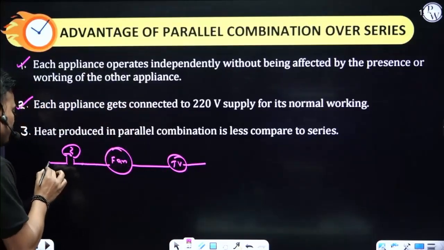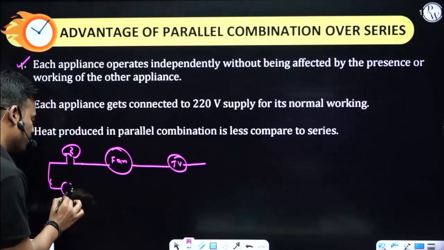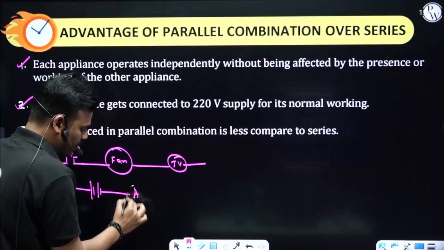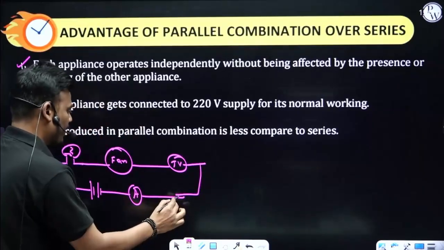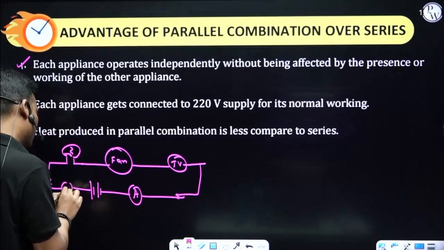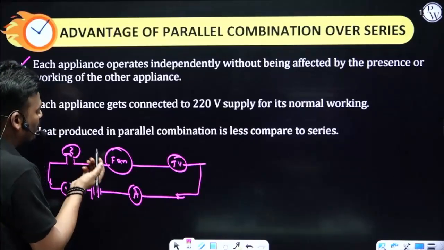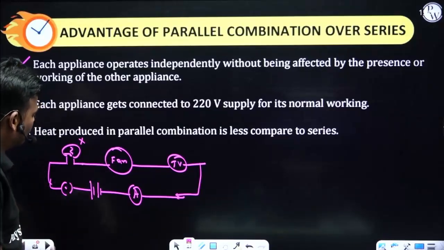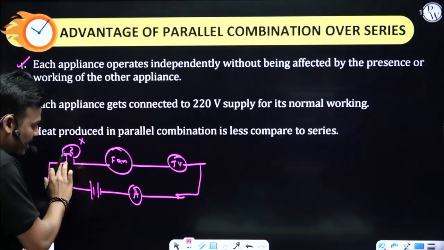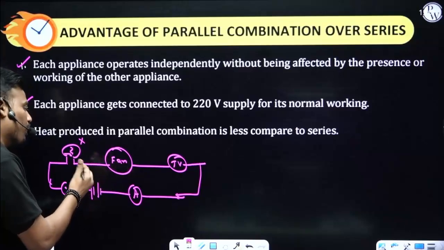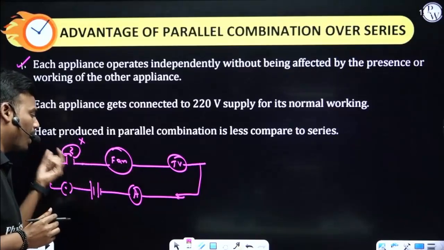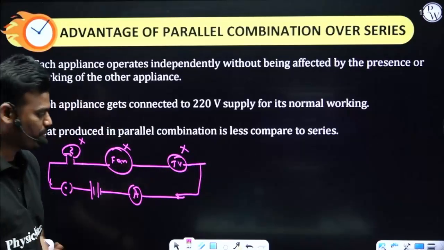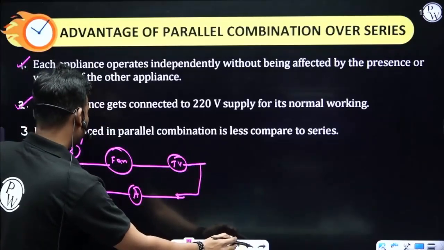So there is only one switch in that connection, right? This is the switch, this is the source, and this is the ammeter. If I open this circuit, meaning if I switch it off, what happens? There is a circuit break, meaning there is no continuous path for the current. Therefore, if I switch off one appliance, the fan does not work, and the TV does not work either. So that is the first point.